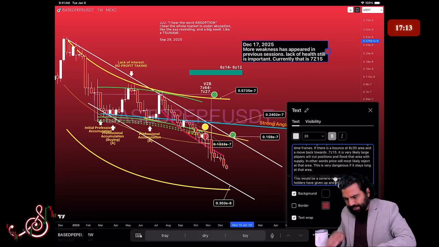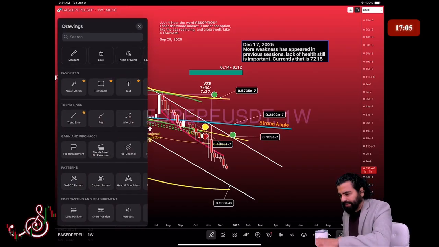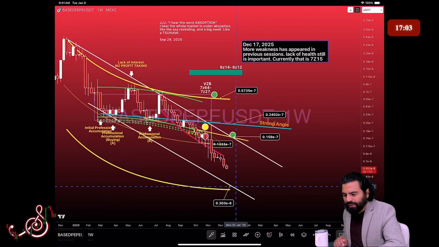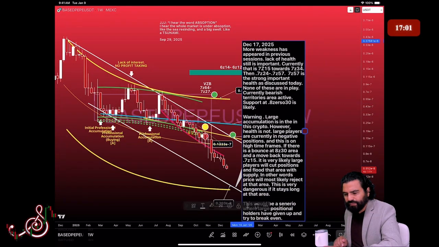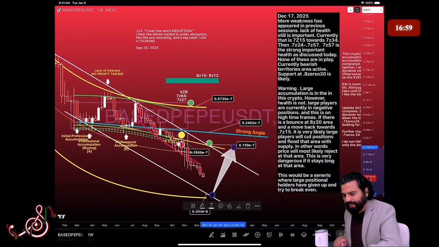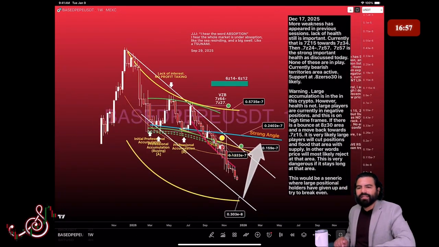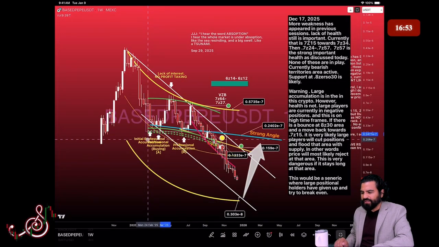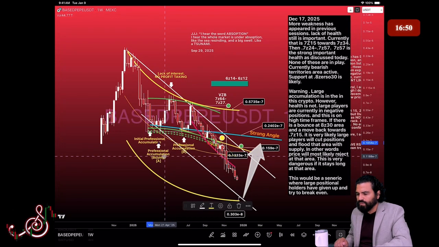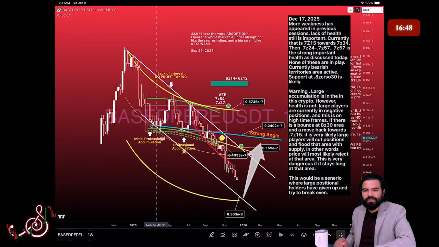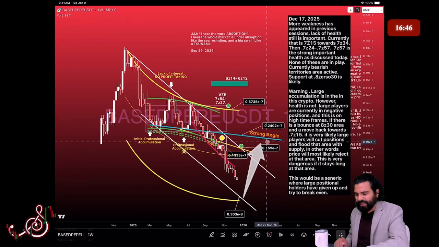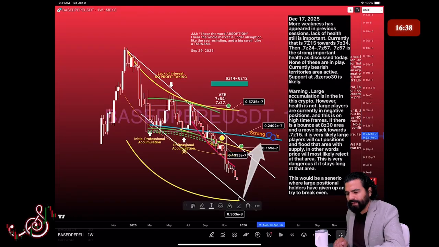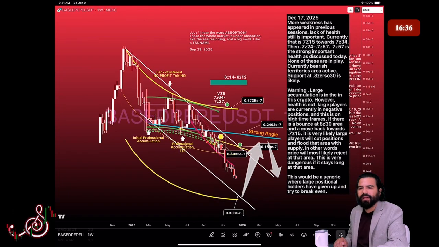All right, that's all I want to say about that. It would look like this. If we have a move up here and they come up, this is basically where they would break even. Remember, this is where all the large professional accumulation came in. Okay, right there, these two areas. That's where they would take profit. Okay, I would see them do something like that.